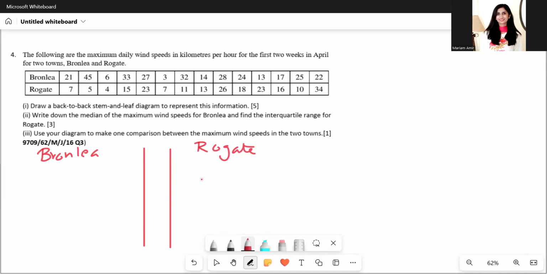Okay, now I need to decide on what goes in the stem. The lowest values are one-digit numbers like 7, 5, 4. And then we have some numbers in tens range, then 20s range, and then 30s range. So I'm going to write 0, 1, 2, and 3. The very smallest value for Rogate is 4. So I'm going to write 4 first.